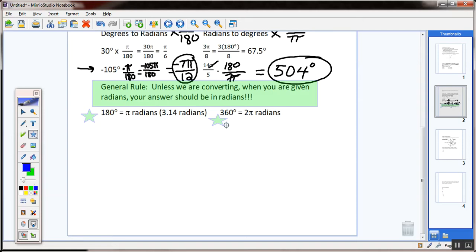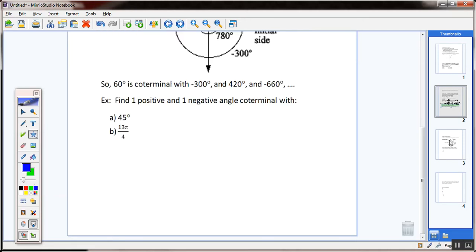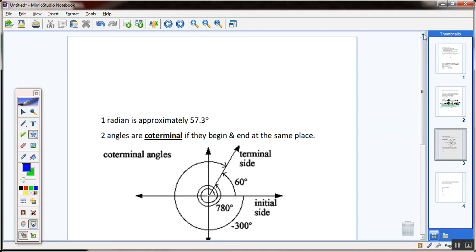How many minutes in a degree? 60. How many seconds in a degree? 3,600. Remember that, okay? All right, page 3. This is a pretty important page right here.